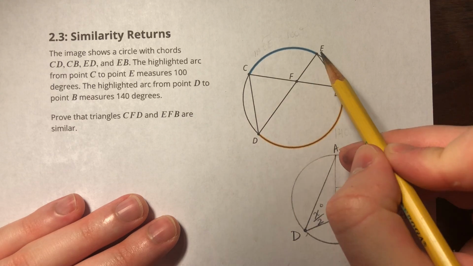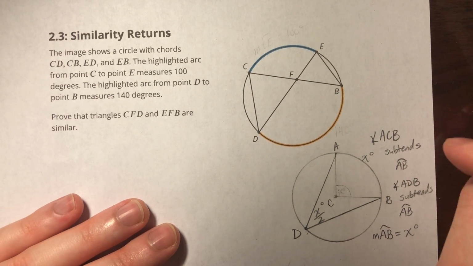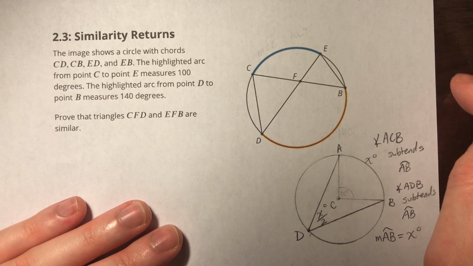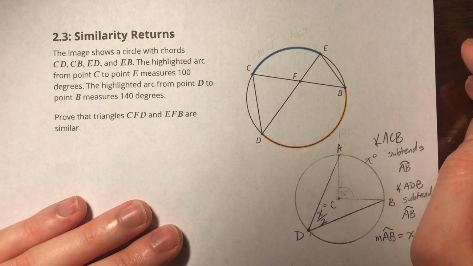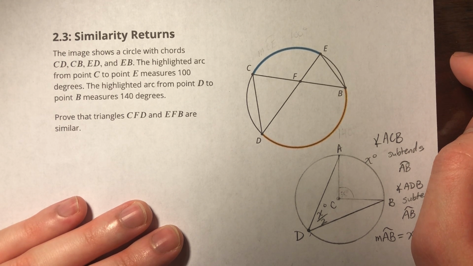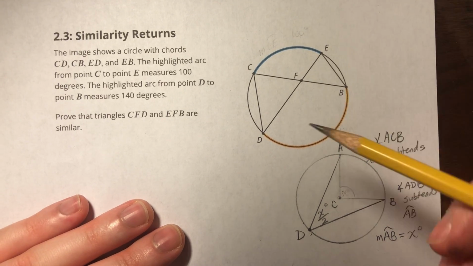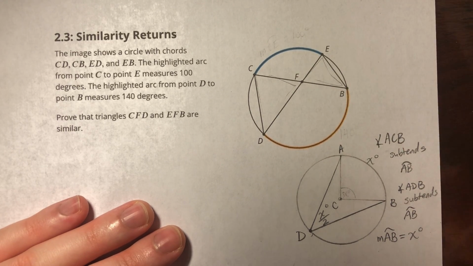2.3, Similarity Returns. The image shows a circle with chords CD, CB, ED, and EB. The highlighted arc from point C to point E measures 100 degrees. The highlighted arc from point D to point B measures 140 degrees. Prove that the triangles CFD and EFB are similar. So they're talking about these triangles here. We want to prove they're similar.